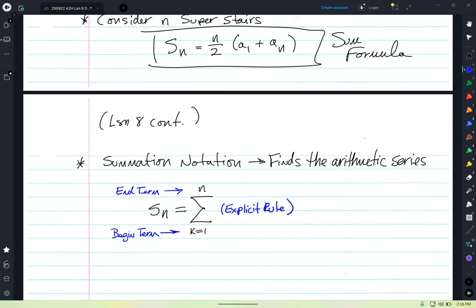So on the sigma, you're going to indicate the beginning term of your series, the ending term of your series, and what is the rule that governs that series. What is the explicit rule? Remember, the explicit rule is the equation that we can use to find any term in the sequence. Hey, I want to find the 7th term, plug in 7. Hey, I want to find the 13th term, plug in 13. Hey, I want to find the 112th term, plug in 112.